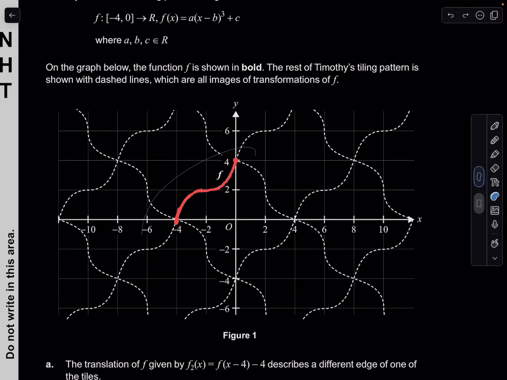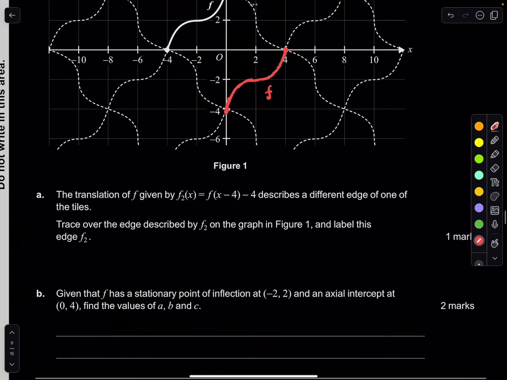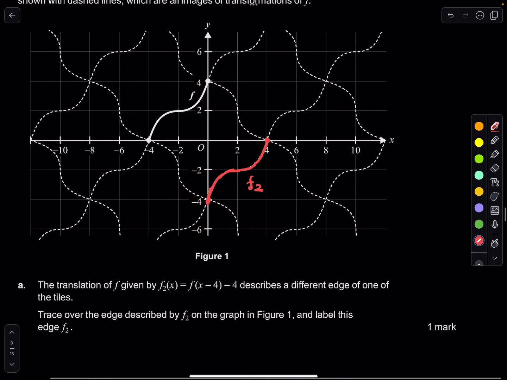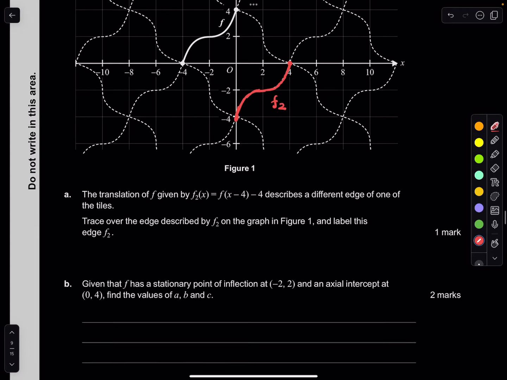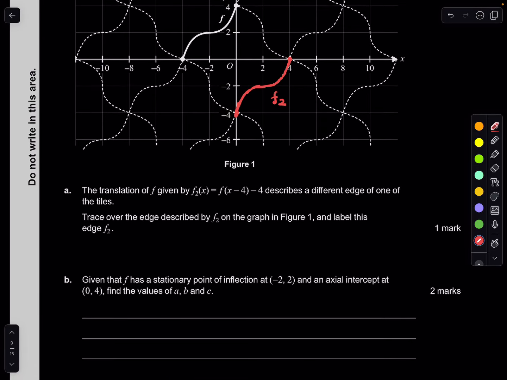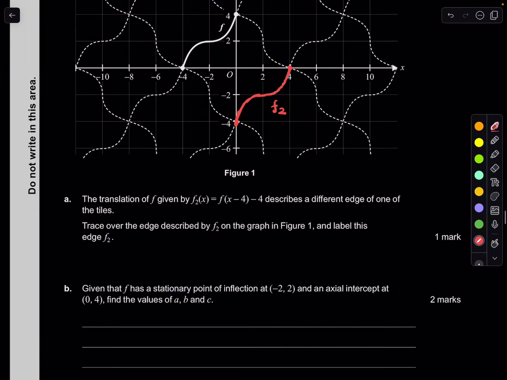Okay, let's think about it. You take this here, translate it 4 units to the right, like that, and then 4 units down, like that. It is this one. Perfect. So right here, jackpot. So this here is your f2. So labeling it. Done. Trace over the edge described by f2 and label this edge. Beautiful. Easy question. Next question.